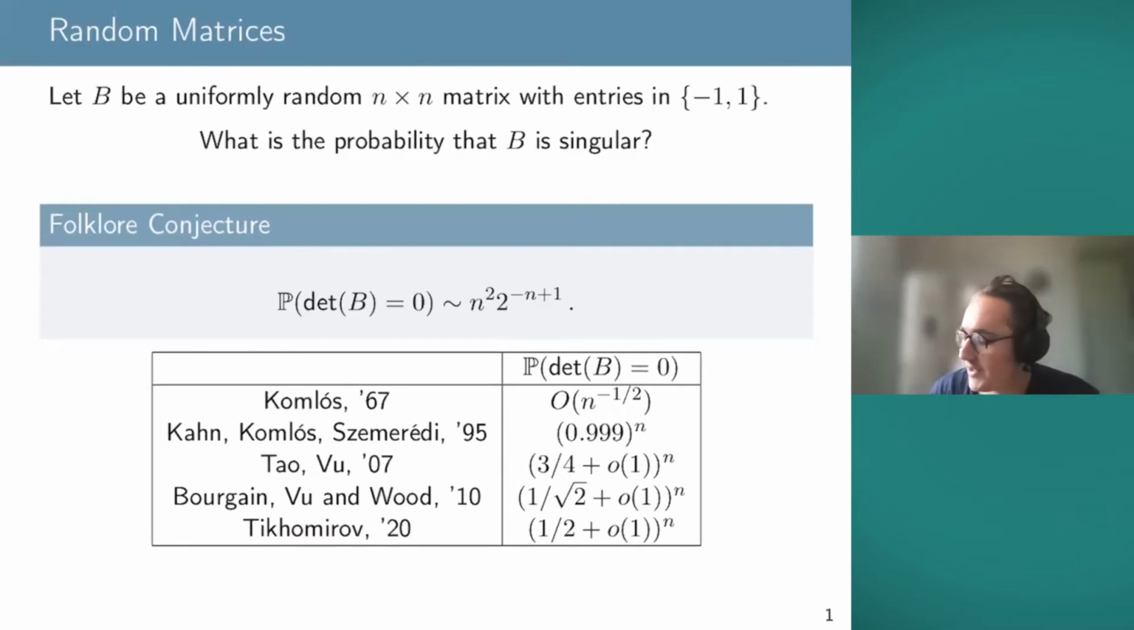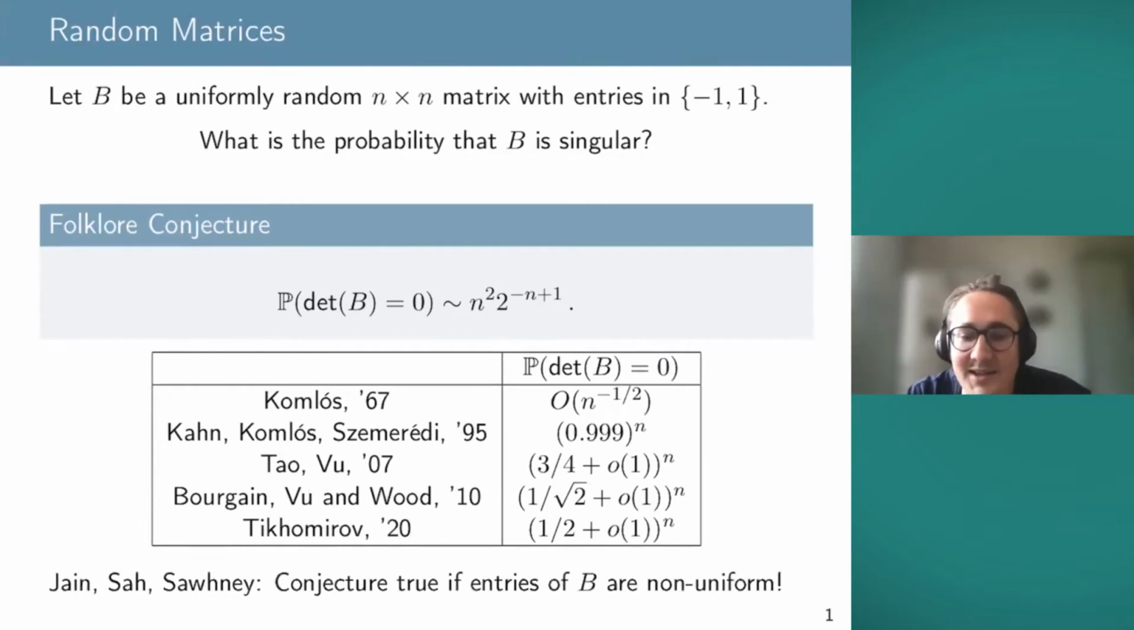And I should mention here a recent breakthrough of Jain, Sah, and Sawhney, which says actually this folklore conjecture is true if the entries of B are non-uniform. So not 1/2, 1/2 on minus 1, 1, but as soon as I'm non-uniform, then this conjecture is true. What do I mean by this conjecture is true? You should, of course, replace this by the probability that 2 rows or 2 columns are equal.